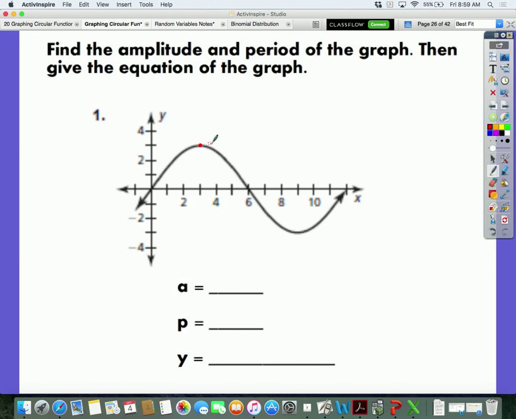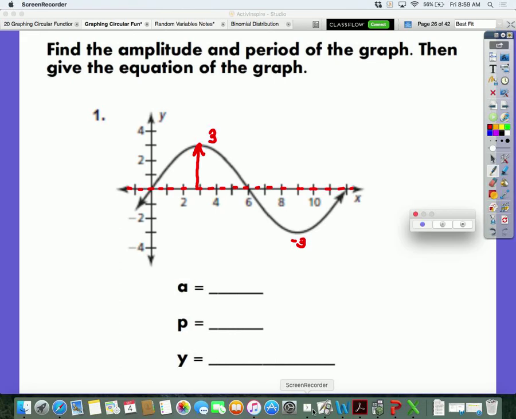My max is 3 and my min is negative 3. How far is that? How many units? 6. So you can say that your amplitude is half the distance from max to min, which is 3, or the height of the actual wave itself, okay? You have this equilibrium line, known as your midline. The distance from that midline to a max represents your amplitude.